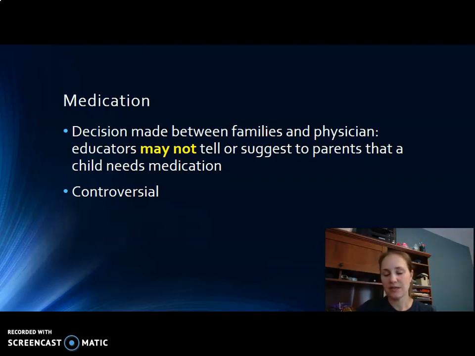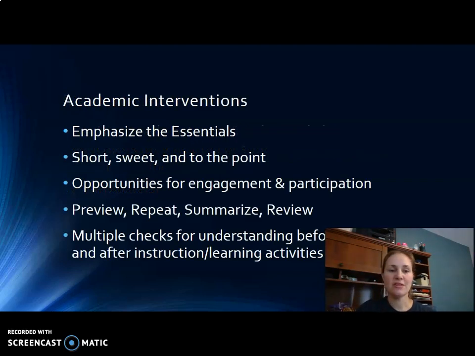As far as academic interventions, it's important to keep things short, sweet, to the point. Really emphasize the essentials. Provide a lot of opportunities for engagement and participation, and manipulatives that provide a hands-on experience. It can increase focus for these students, for all students. This is a beneficial thing to do, so it's a win-win.